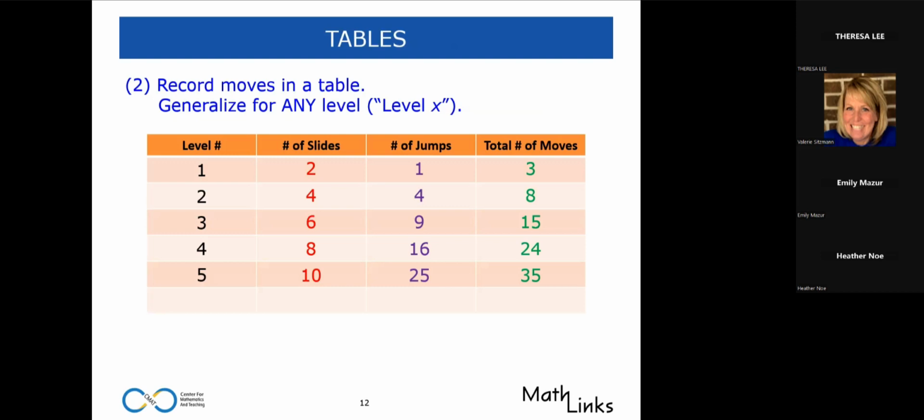Students even generalized. They recognized that the slides were multiples of 2 and the jumps were square numbers. The total move was a bit more challenging, but a few students recognized that they could add the algebraic expressions, and others confirmed that it actually worked. It was quite an aha algebraic moment in the classroom. A very fun time to be there.